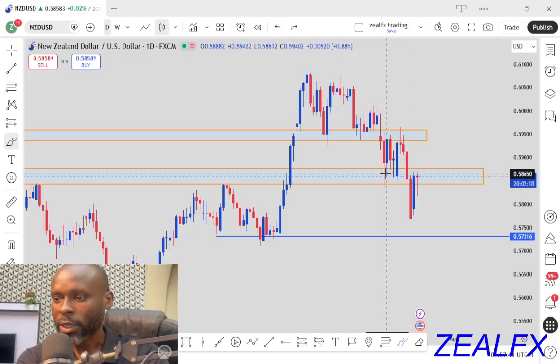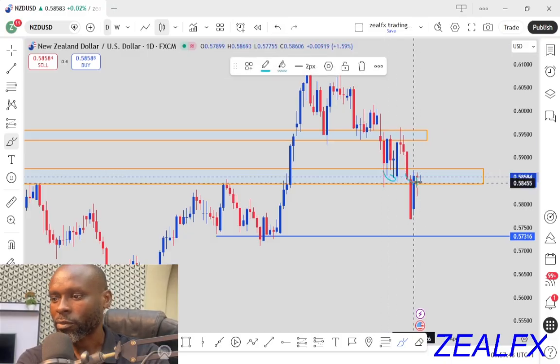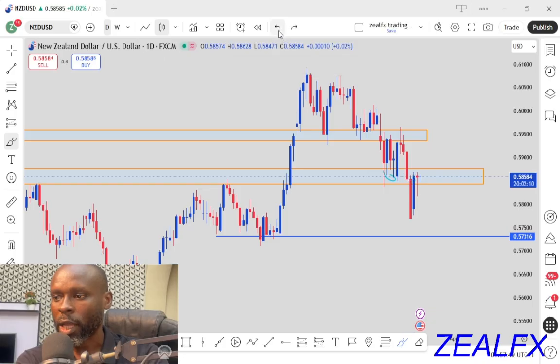We can see that price is currently on this resistance level. So long as price is on this resistance level, our job now is to look out for a selling opportunity on this particular level.